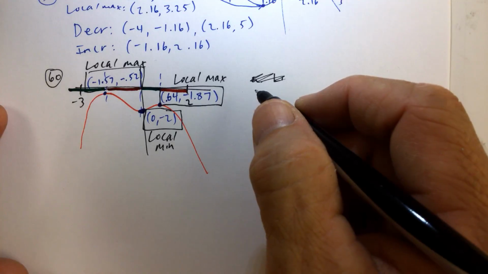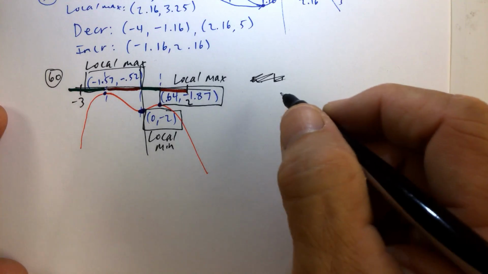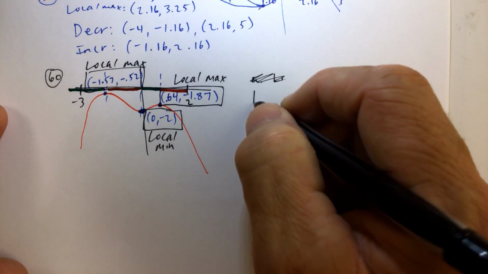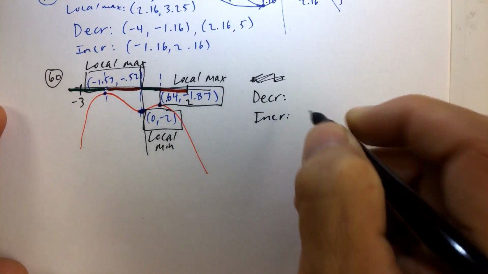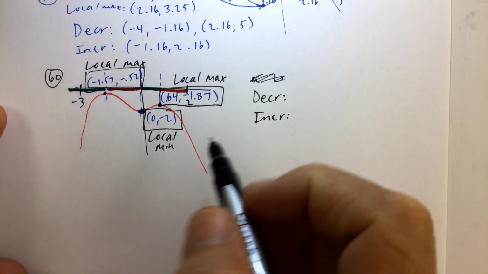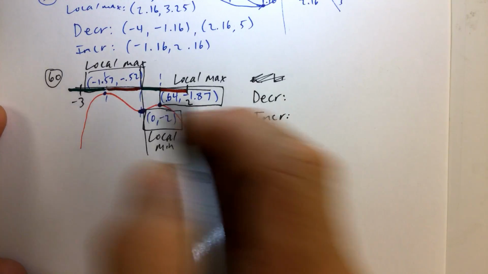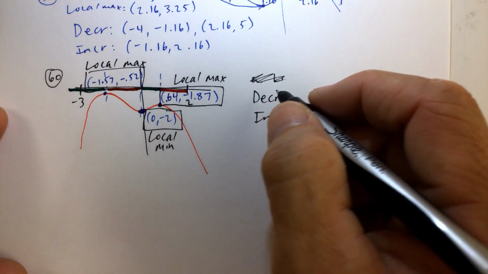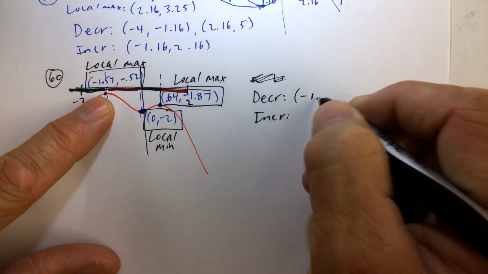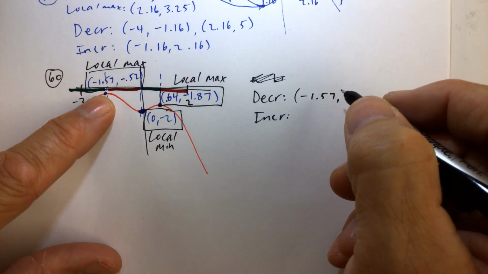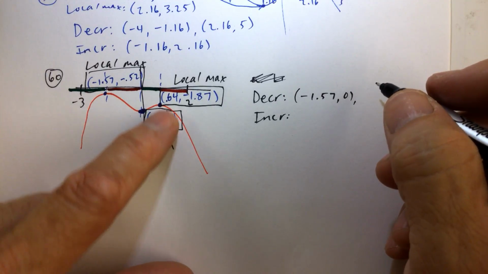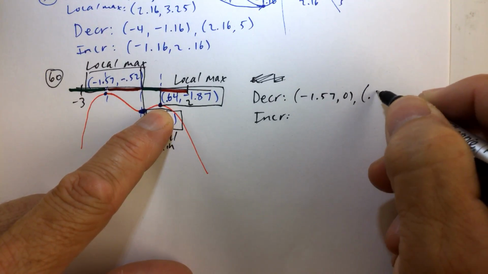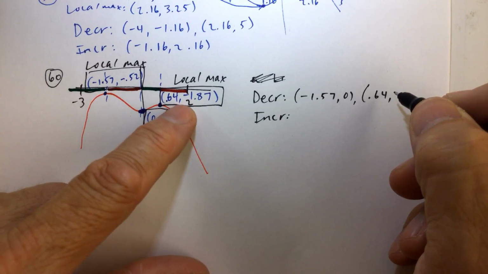So for part B, we want to list the intervals in which this function is decreasing. And we can see the decreasing is in red, and we always want to pick the x values. So the decreasing interval would be from -1.57 to the x value of 0, as well as from 0.64 to the x value of 2.